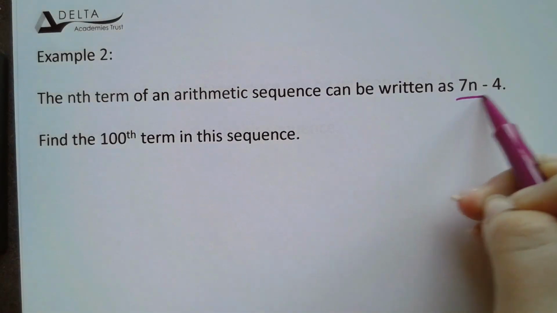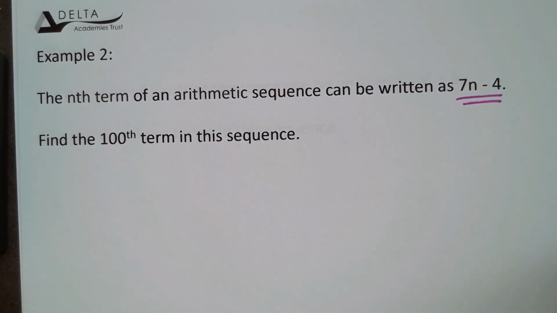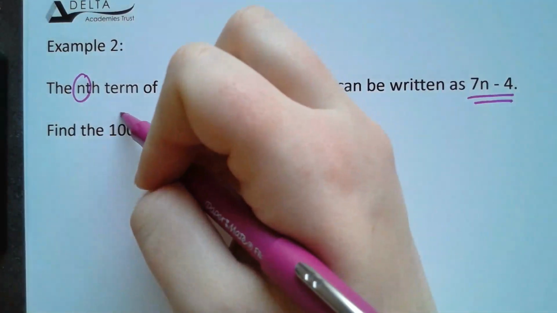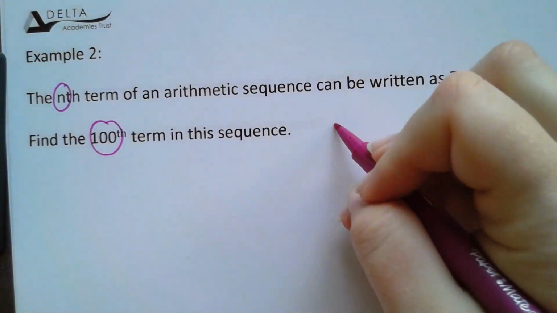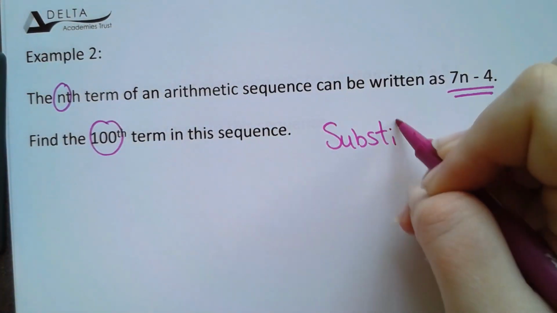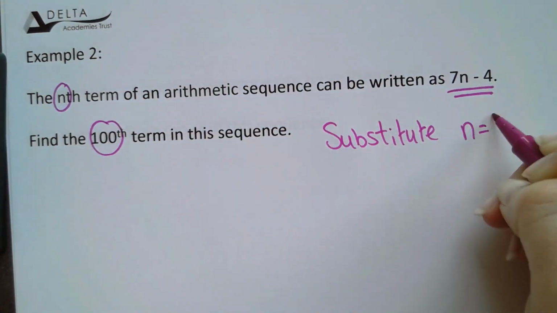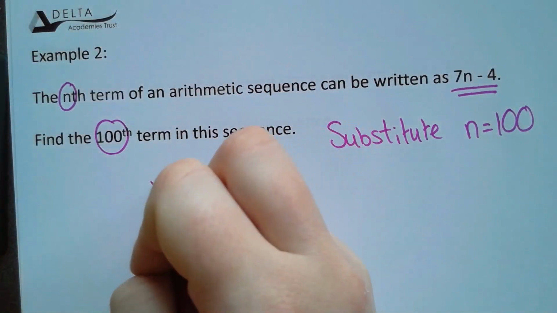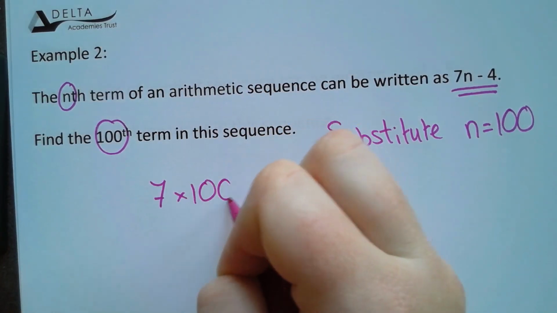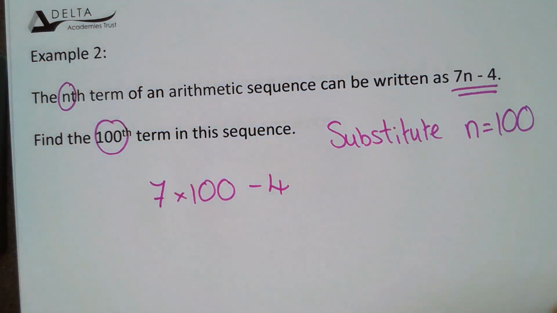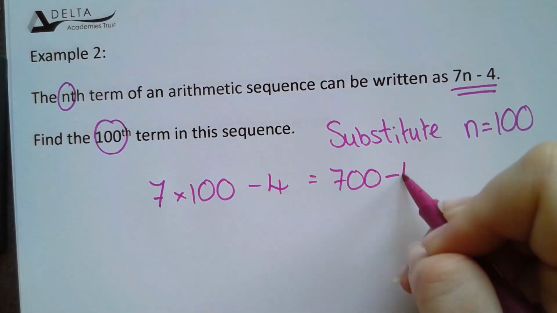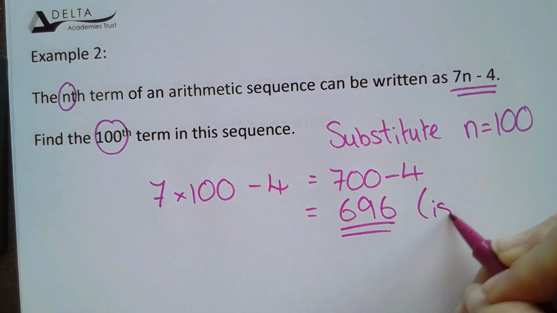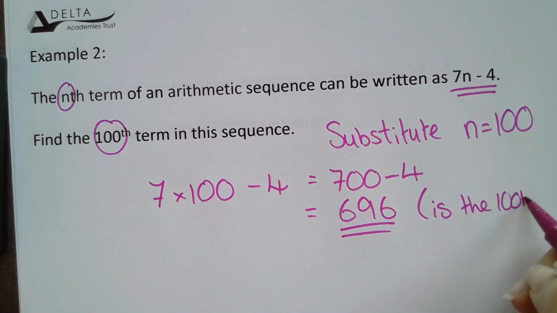Okay, so this nth term at this time is 7n take 4. We're looking at the nth term being the 100th term this time. So we're doing substitution for n equals 100. Always like it when it's 100, it's a nice easy multiplication to do. So we're going to do 7 multiplied by 100 and take 4. That's 700 take 4, which is 696. So 696 is the 100th term.